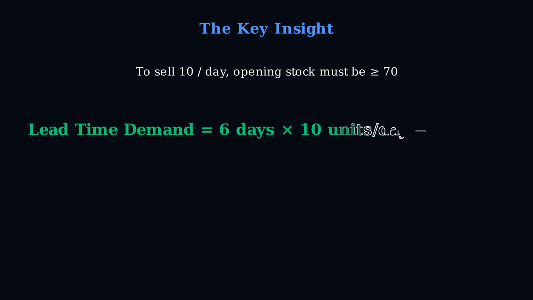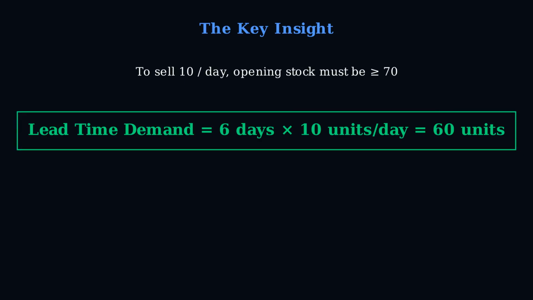During those 6 days, how many units will we sell? 6 days times 10 units per day equals 60 units. That's our minimum order quantity. Anything less, and we'll run out before the next shipment arrives.